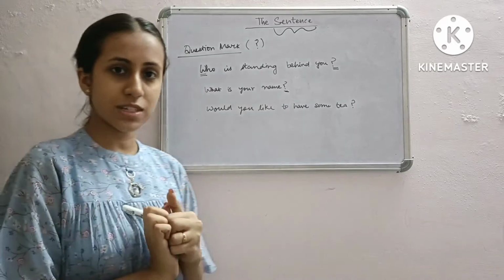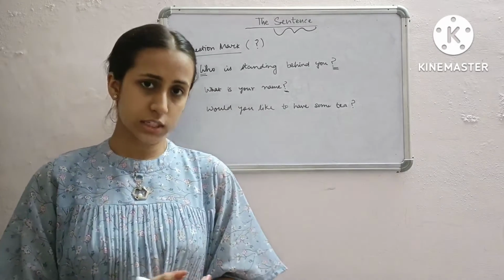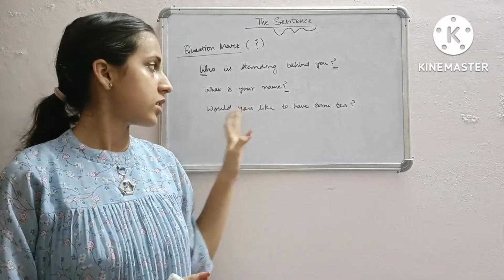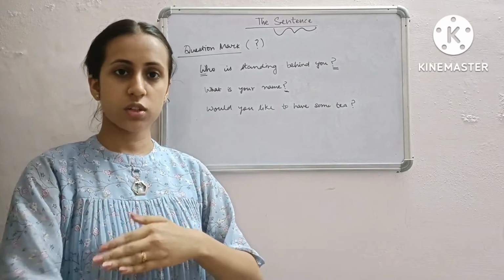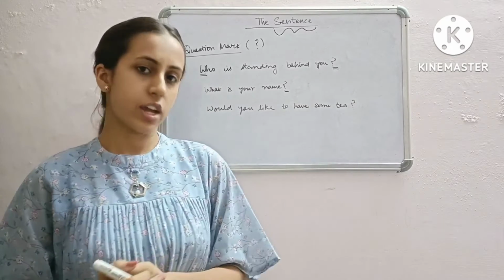That would you like to have some tea when some guest comes, or you want to ask your mom, do you like to have some tea? So that's a question. You're asking it in the form of a question. You're interrogating it. That is where it will be a question mark at the end.